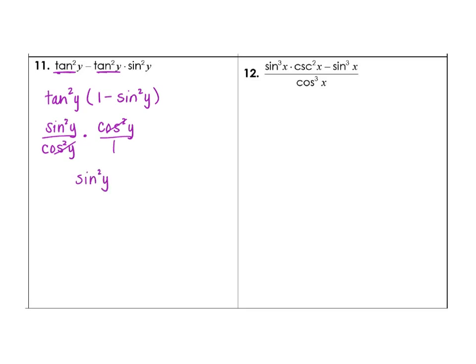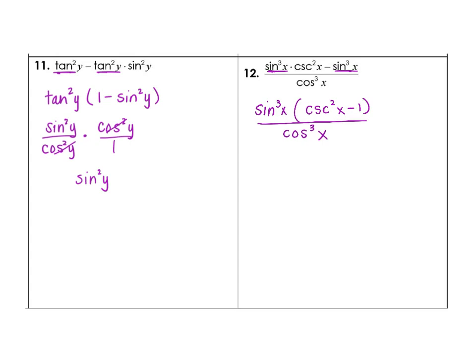All right, moving on to number 12. Very similar here, you do have a common factor, so I'm going to factor out that sine cubed x. So we have sine cubed x, and that's going to leave us with cosecant squared x minus 1, and this is all over cosine cubed x.